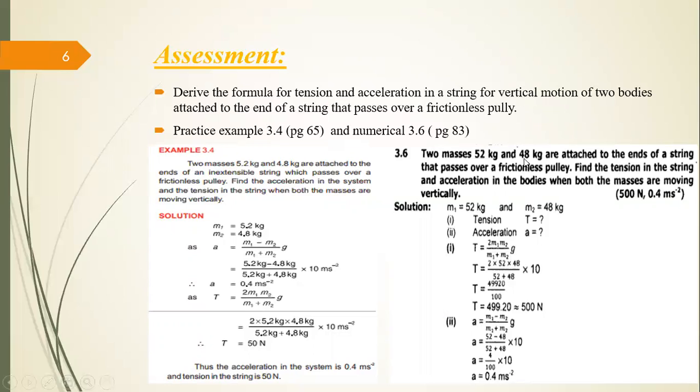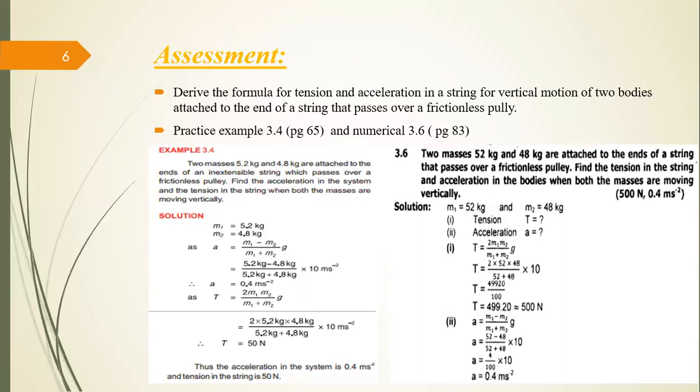Now numerical number 3.6. Here you are also given the masses. Two masses, 52 kg and 48 kg, are attached to the end of the string that passes over a frictionless pulley. Find the tension in the string and acceleration in the body when both of the masses are moving vertically. Again, this is a vertical motion case, and you can find the tension and acceleration by using the formulas we have derived before. Simply put mass 1 and mass 2 in these formulas and calculate them, and after calculating you will find that tension in the string is 499.20. You can write it approximately 500 newton.